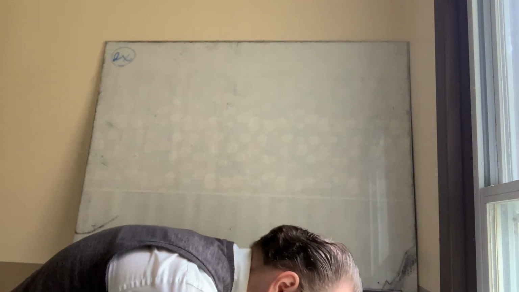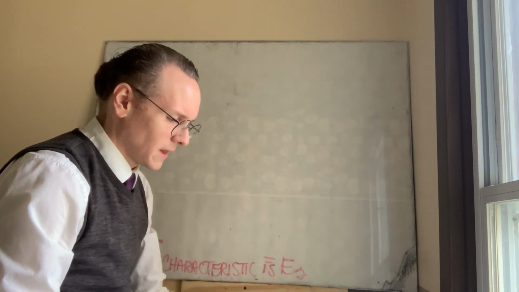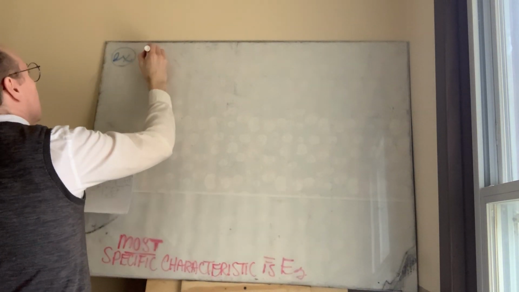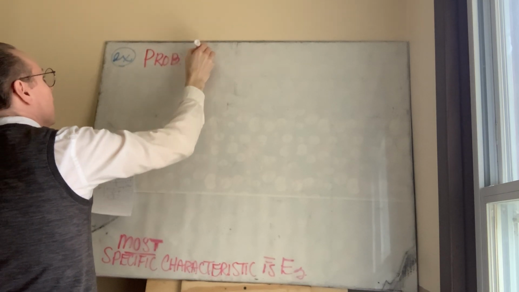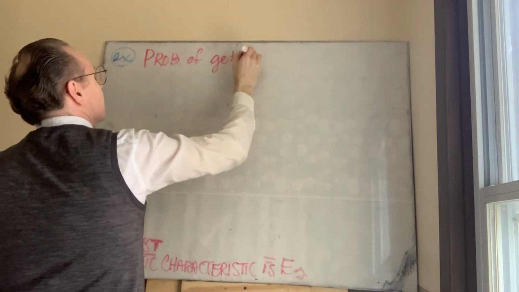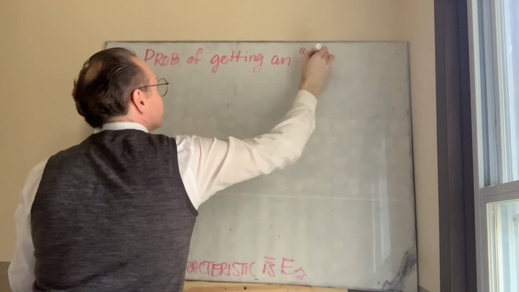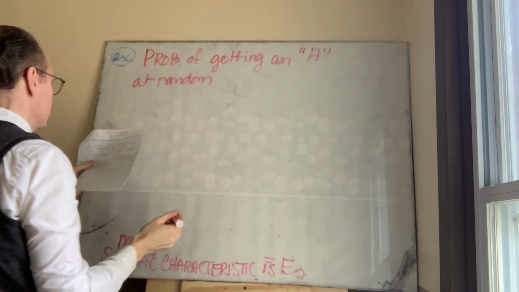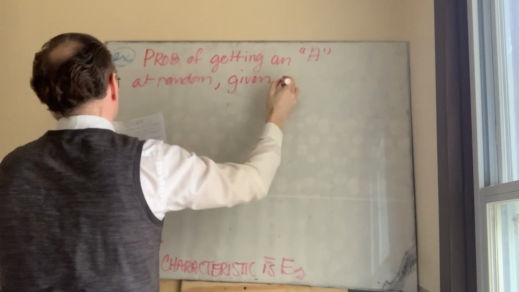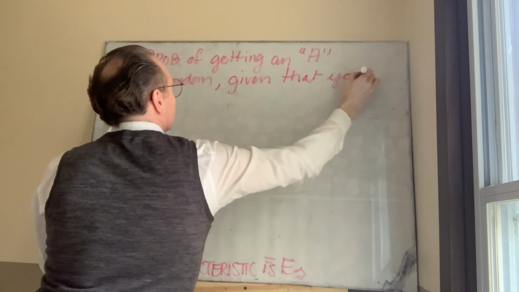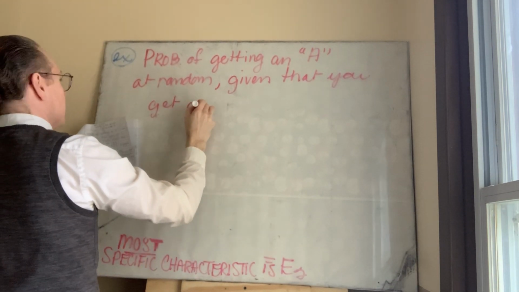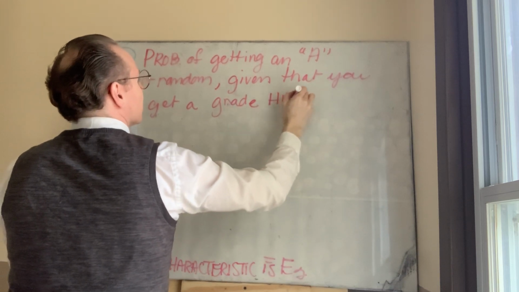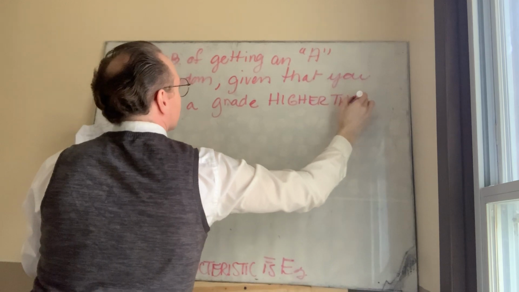Here's another example. The probability of getting an A at random for a class, all right, given that you get a grade higher than D.